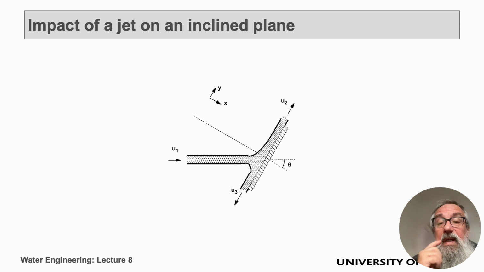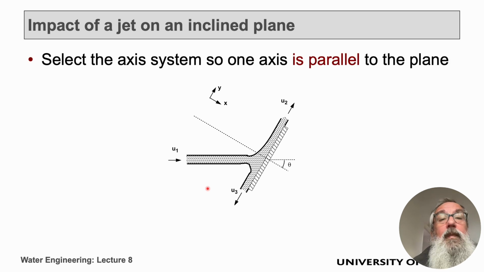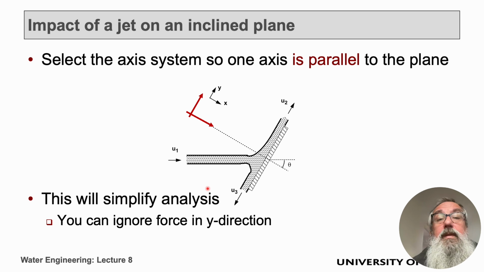Let's have a look at an inclined plane. Very similar, but slightly different analysis. If you notice, I've got the axis system lined up, so the y direction is along the length of the plane. This makes it slightly easier. This will simplify your analysis so that we'll be able to ignore the force in the y direction.